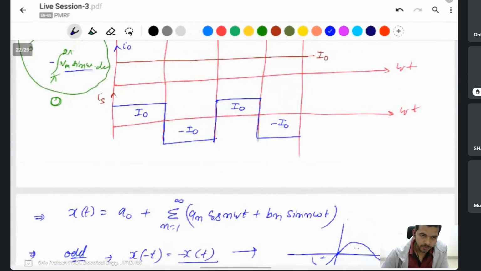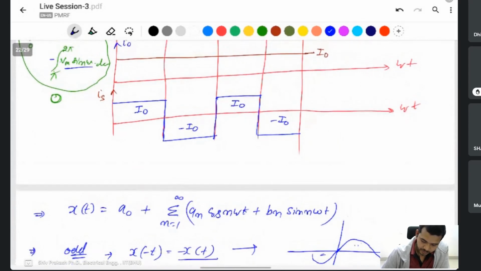Look into this waveform. I take this as a reference here. If you take this one as 0 as a reference.